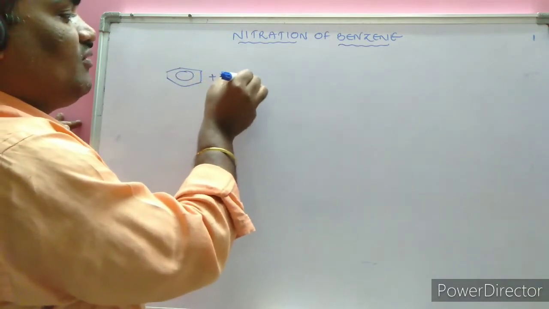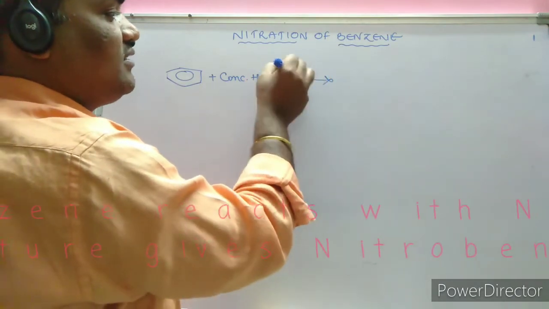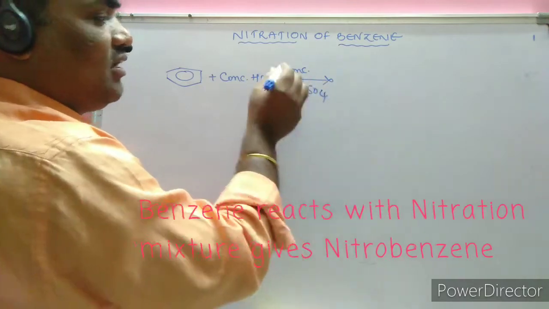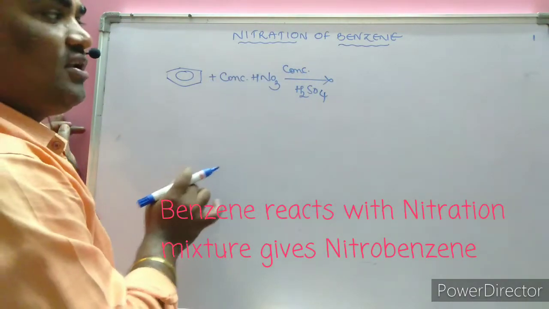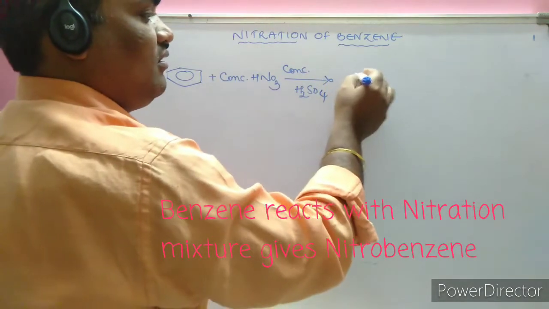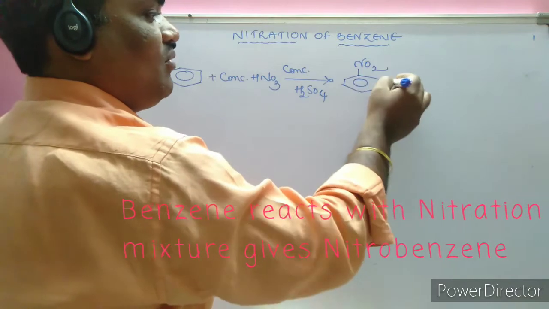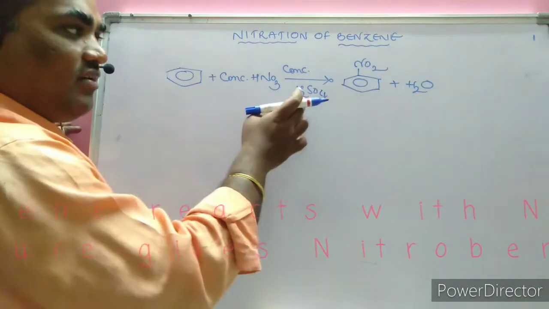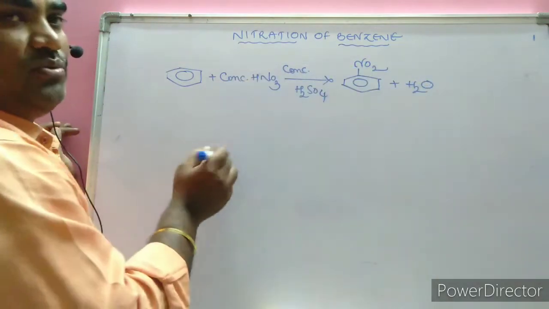Benzene on treatment with a concentrated solution of HNO3 in the presence of concentrated sulfuric acid. If both are concentrated and taken in a 1:1 ratio, we call that a nitration mixture. Then the nitronium ion that develops is the electrophile. Here the H2SO4 is acting as a catalyst as well as a dehydrating agent. The water is removed like this.